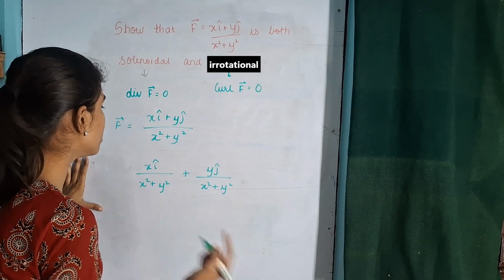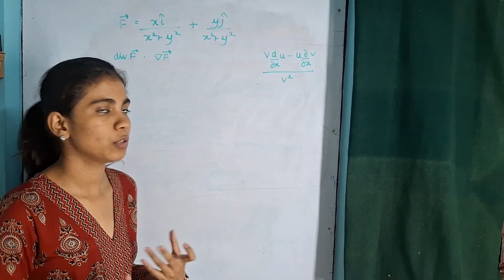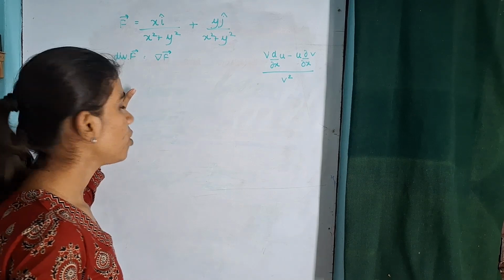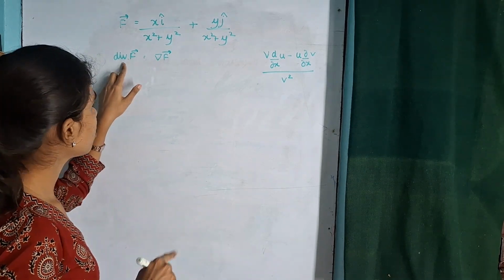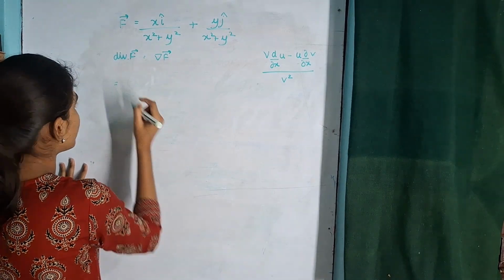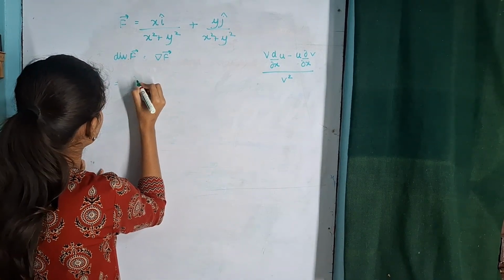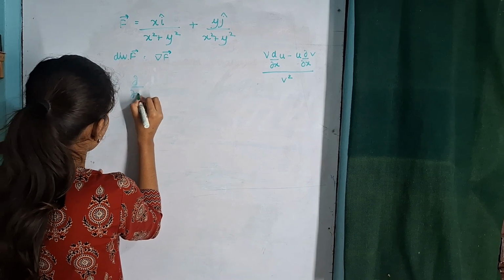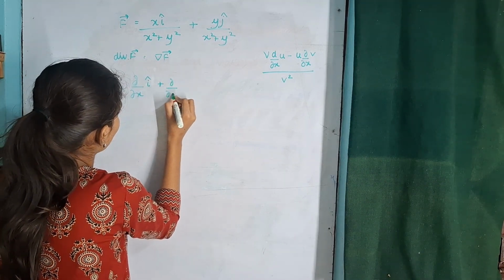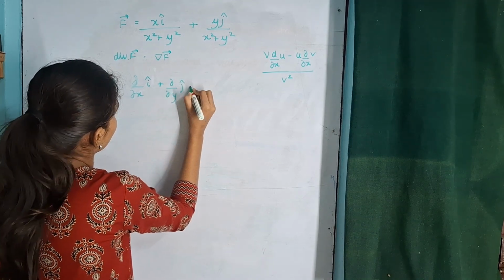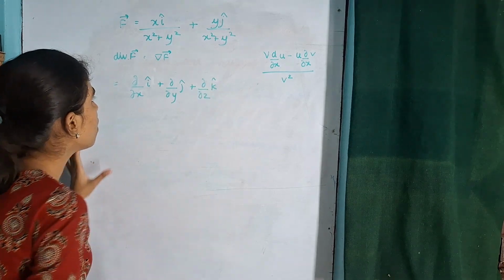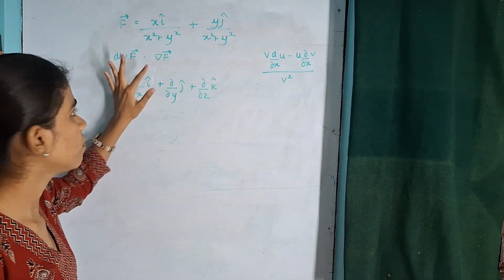Now we will solve it for solenoidal. To prove that, I have written down the f vector as it is. What is the formula of divergence of f? Divergence of f vector is del dot f vector. What is the formula of del? Del is dou by dou x i plus dou by dou y j plus dou by dou z k. I have written only the formula for del.